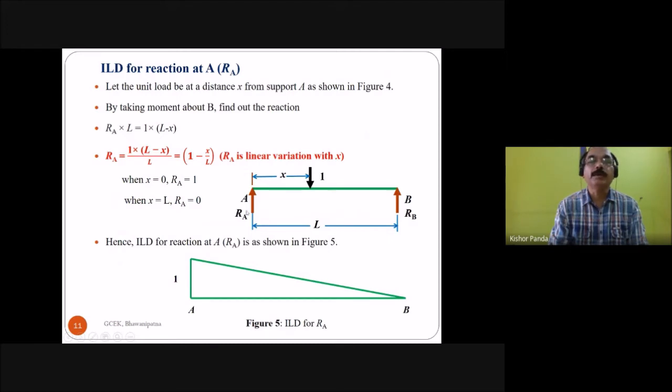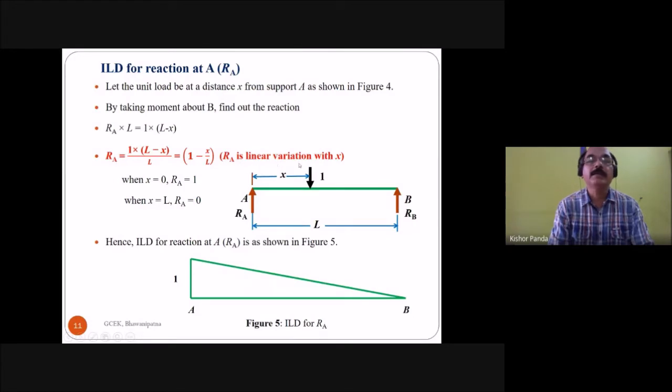By taking moment about B, find out the reaction RA. Taking moment about B, RA into L is equal to 1 into (L minus X). Then the reaction at A is equal to 1 into (L minus X) by L, which is equal to 1 minus X by L. This is the relation between position and the reaction at A. For different positions, you will get the influence line diagram for the reaction RA. So here RA is equal to 1 minus X by L, and RA is linearly varying with X.